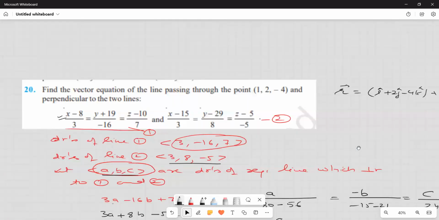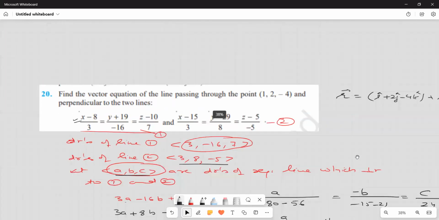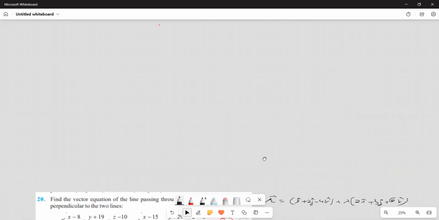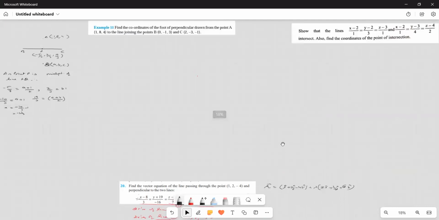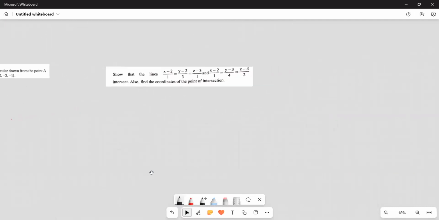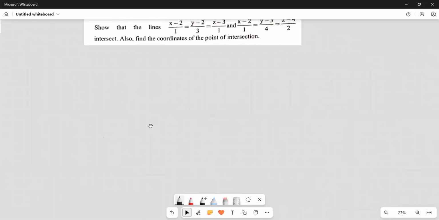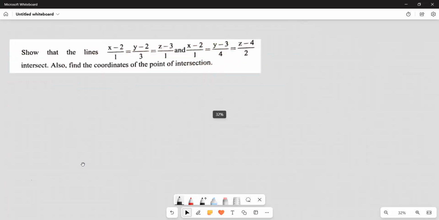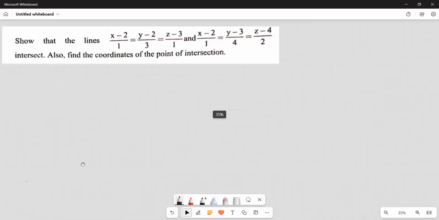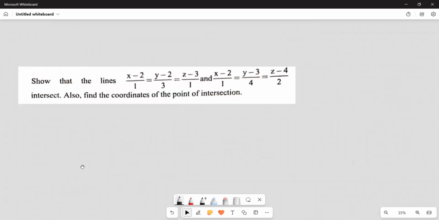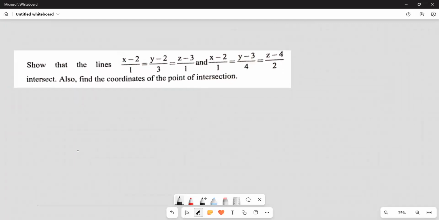This is find the vector equation perpendicular to these two lines. Then the next question is show that the lines intersect. I told you in the previous video also that if they intersect, you can directly take A2 minus A1 dot B1 cross B2 as determinant and show that it is 0. Only for intersect, if it is coming for 2 marks. What is your A1 over here? 2I plus 2J plus 3K.